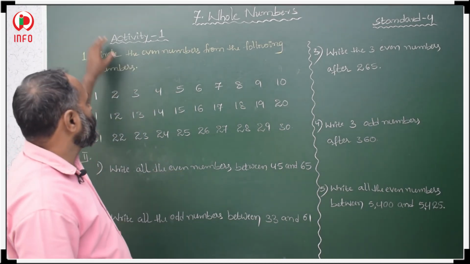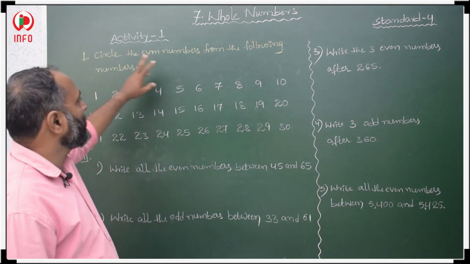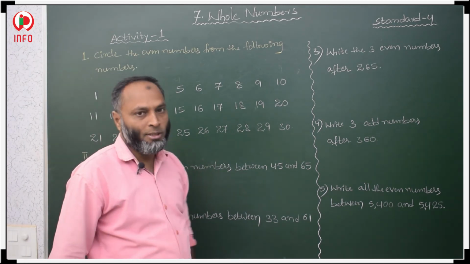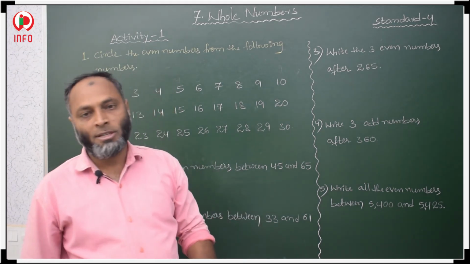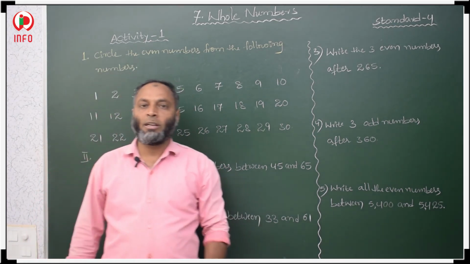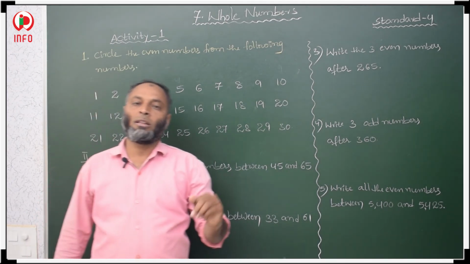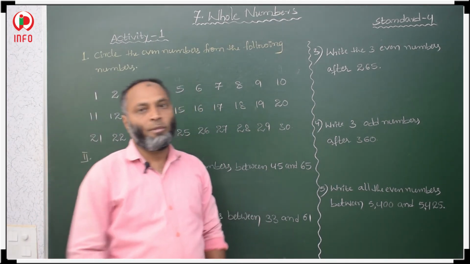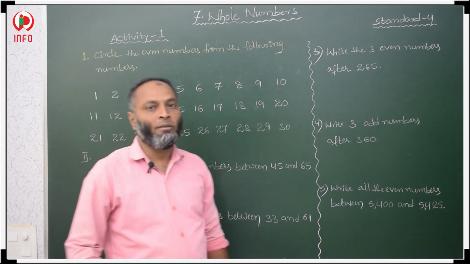Now see here, students, activity first. In the first activity, circle the even numbers from the following numbers. Here, numbers from 1 to 30 are given, and in that 1 to 30 we have to circle the even numbers. Already we know that. So, what are even numbers?